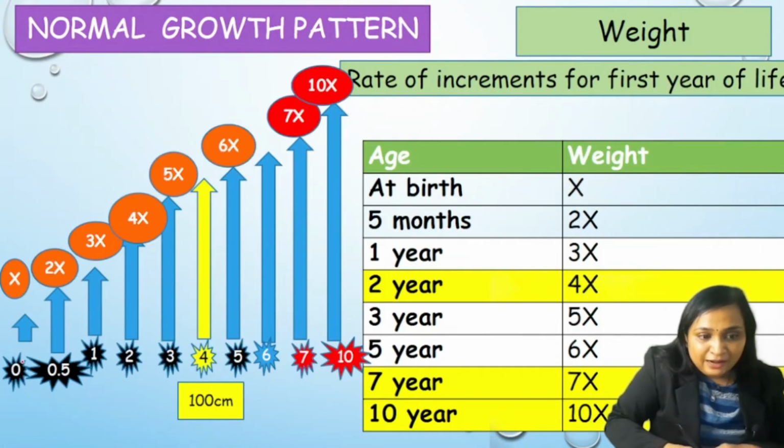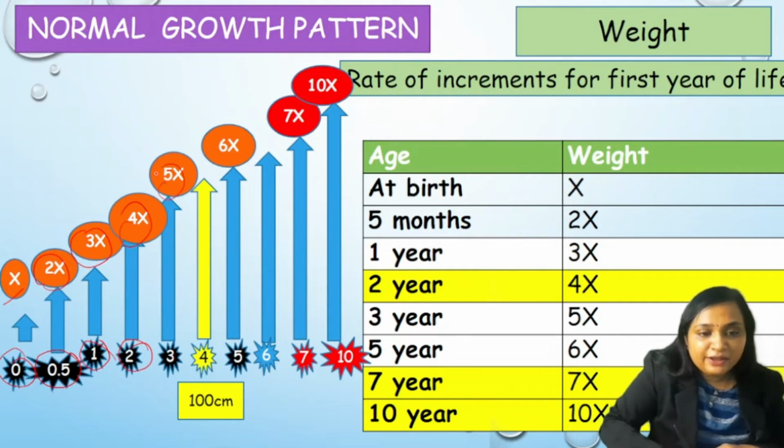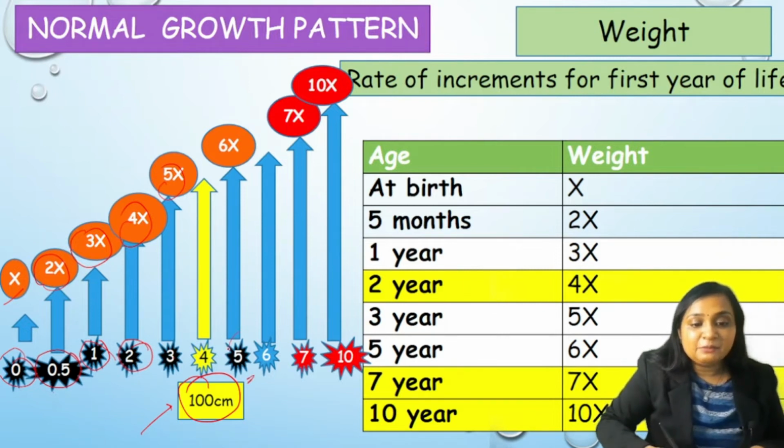If you see this graph, at birth it is x. At 0.5, that is 5 to 6 months, it is 2x. At 1 year, it is 3x. At 2 years, it is 4x. You have to just keep on adding 1. At 3 years, it is 5x. At 4 years, we will only remember the height, that is 100 centimeters. At 5 years, it is 6x. At 7 years, it is 7x. At 10 years, it is 10x.